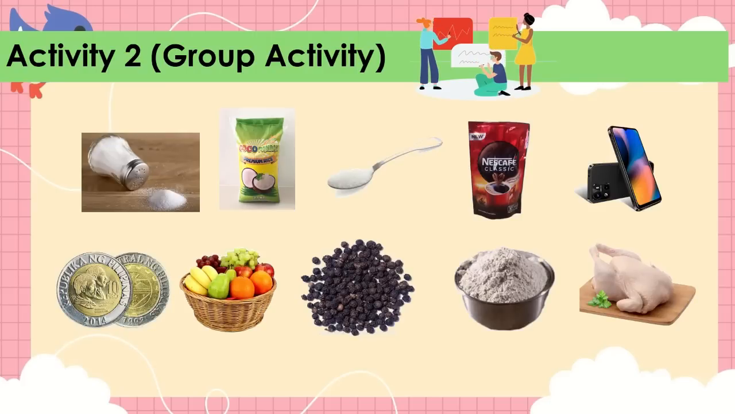Here are the objects. We have salt, rice, sugar, coffee, smartphone, coin, bundle of fruits, black pepper, flour, and a chicken.